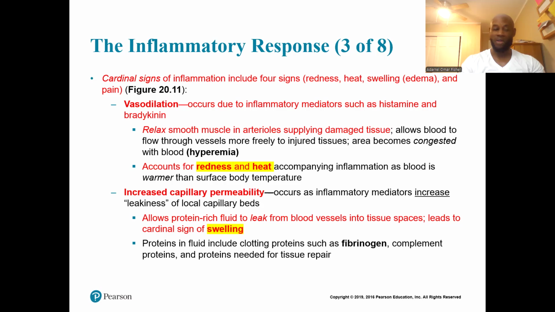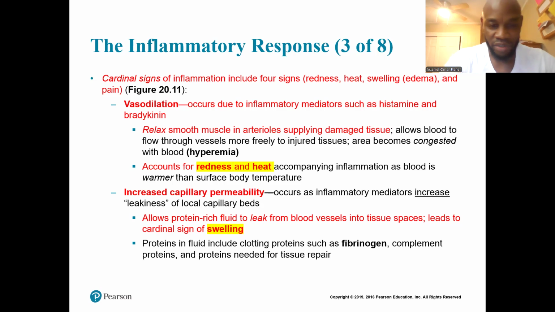Think about it. Blood is your same temperature as your core temperature, 98.6 degrees. If an area of my body is signaling for more blood, it's going to turn red because blood is red. Blood is being pumped there. That arterial, that systemic blood is being pumped there. And then it's also going to be warm because it's going to be 98.6 degrees. So that's how we get that redness and heat.